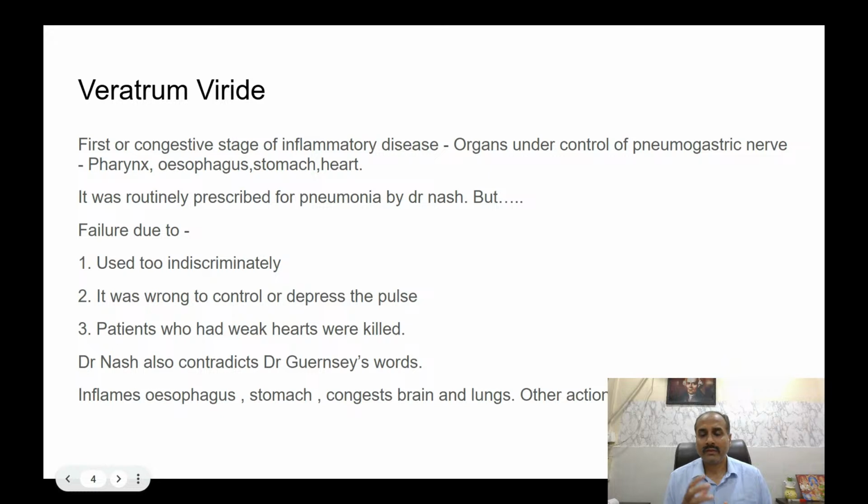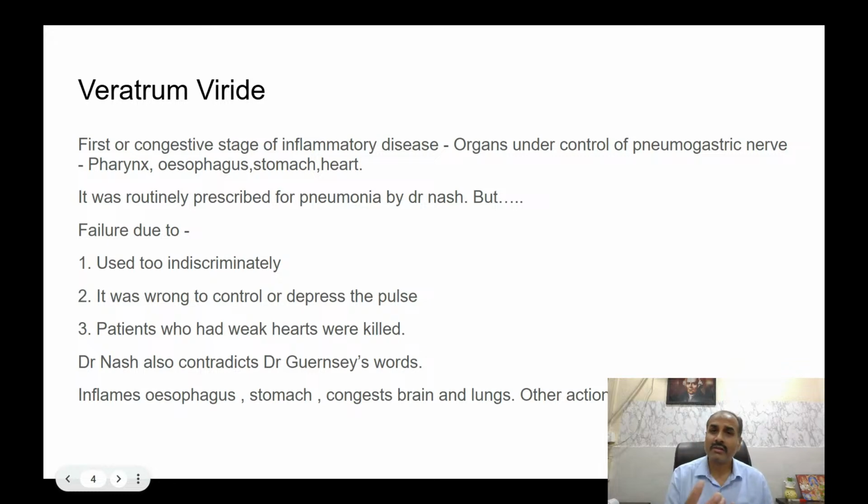Now, this is a very nice remedy where he shares a tale of how it has been misused by many homeopaths of his time. Now we may have some clarity, but still I feel that this remedy is very less used as compared to what it should be used in our routine ways. So let us see what Dr. Nash writes about Veratrum viride.